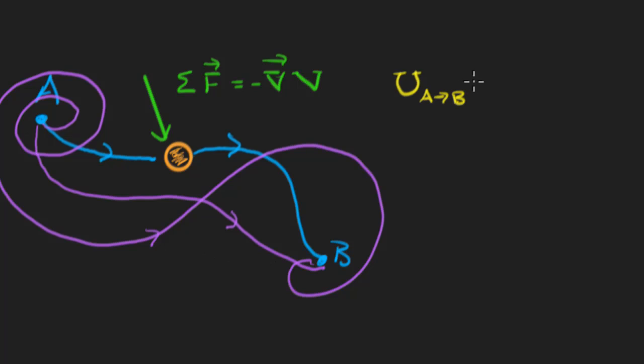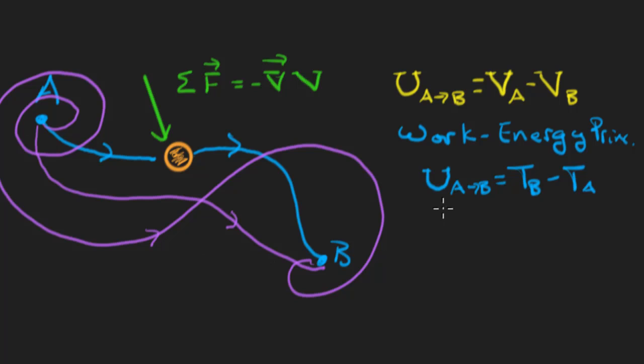In particular, it works out really nicely that the work is just going to be this function at A, V_A minus V_B, where V, again, is this very special function whose negative gradient is equal to that force. And further, the work energy principle tells us that the work in going from A to B is the kinetic energy at B minus the kinetic energy at A.